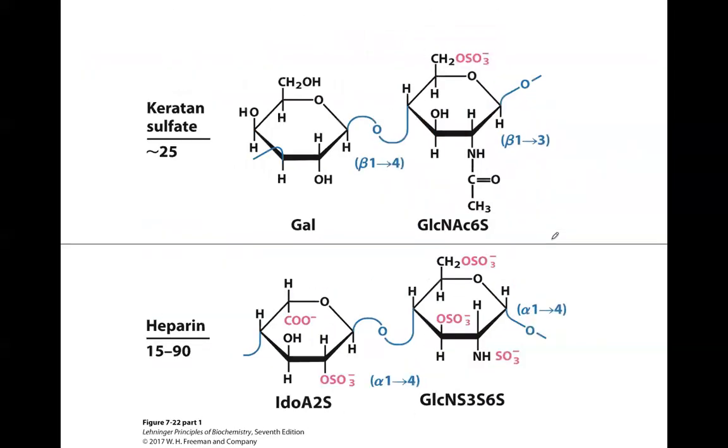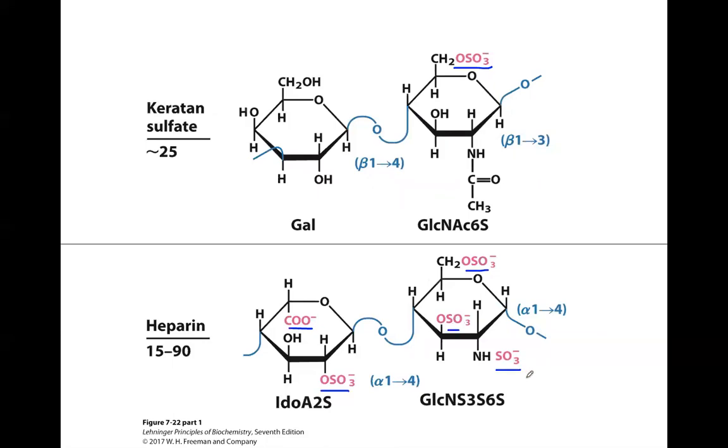Chondroitin sulfate. Now there's keratan sulfate, which also has a sulfate. Now, one of the most sulfated ones is heparin. Heparin has carboxylate, and it has 4 sulfates.